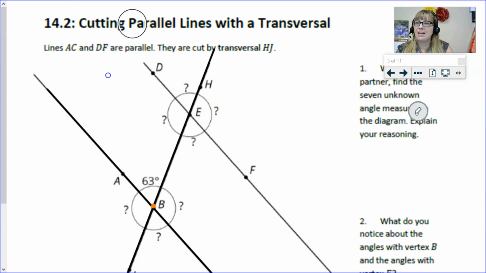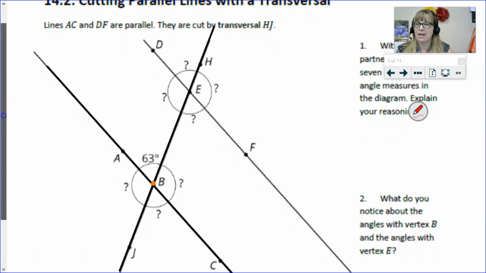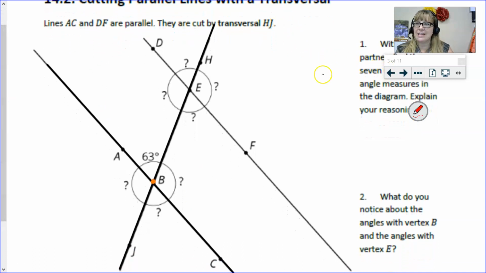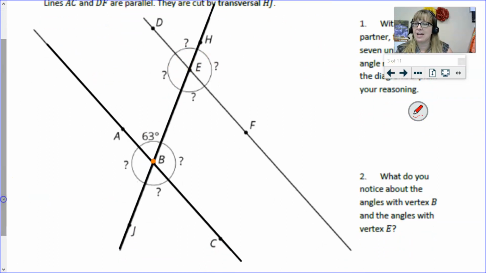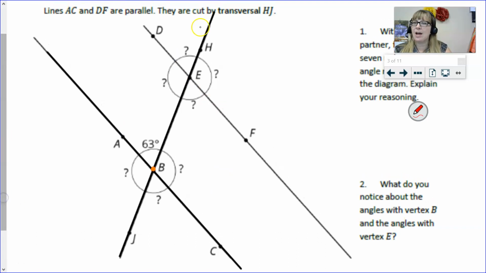And this is cutting parallel lines with a transversal. We start with the diagram and a description of the diagram. It says lines AC and DF are parallel. So again, let's take a look at the diagram. Here's line AC, here's line DF, and those lines are parallel. And it says they are cut by transversal HJ.